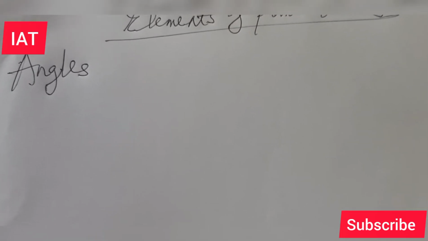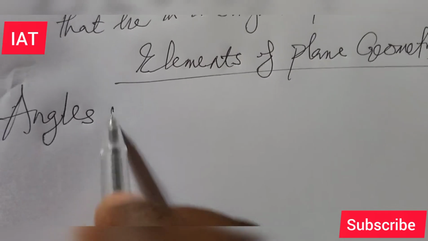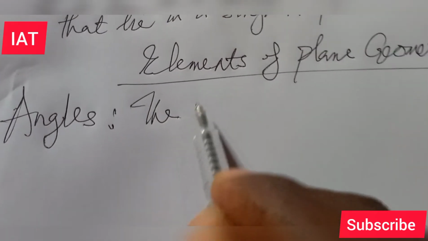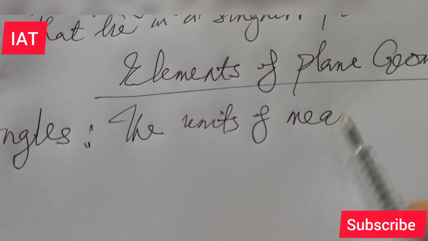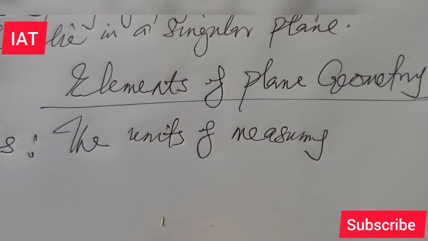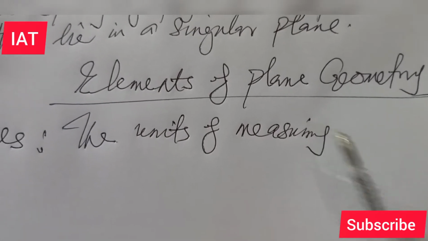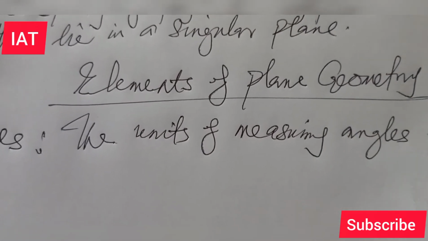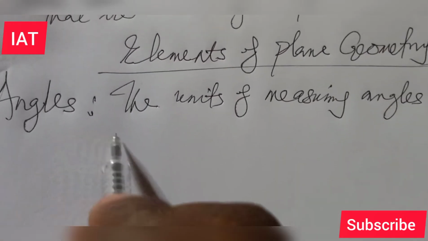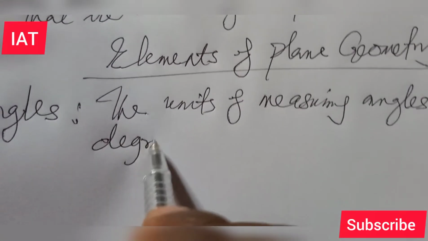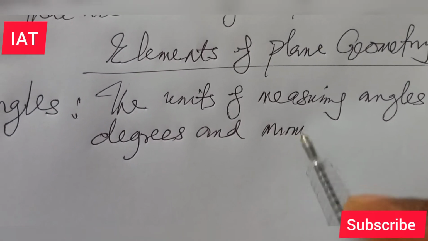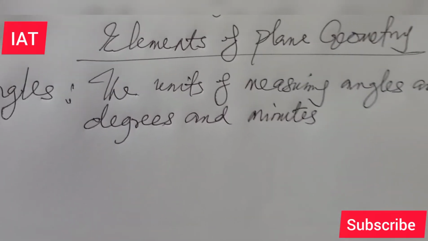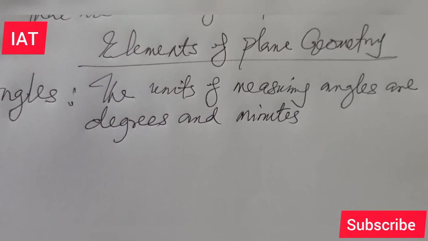All right, and basically the units we use in measuring angles are the degree and minutes. So we can measure angles in degrees and also in minutes.